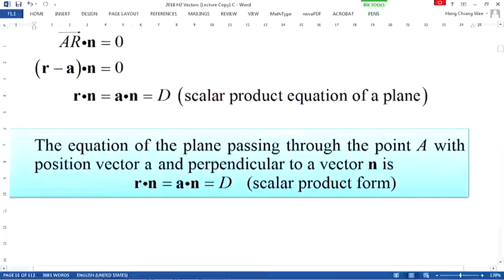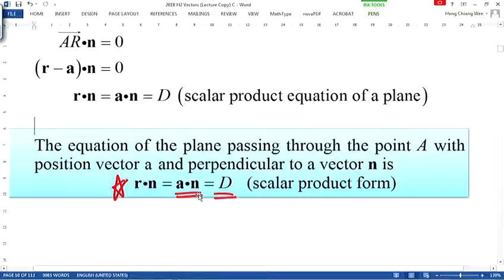This is actually the so-called scalar product form. Again, this is actually the most useful form for the equation of a plane, so I will always use this. And a very nice thing about this form is that this number has a hidden meaning. There's actually a hidden meaning in this form. Remember that this number is actually a dot n.